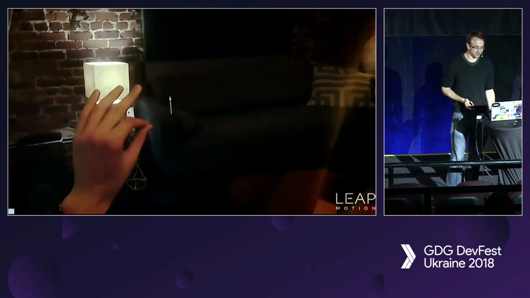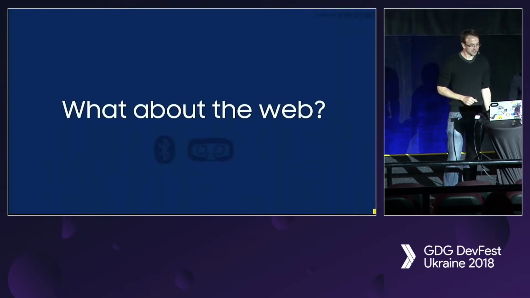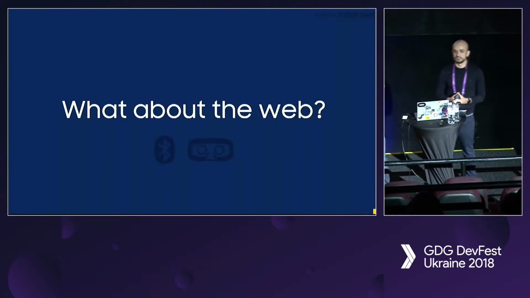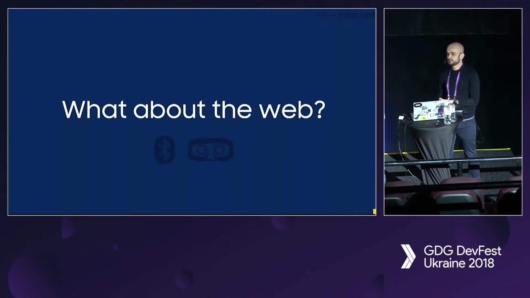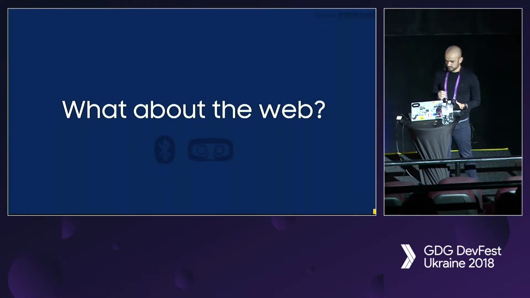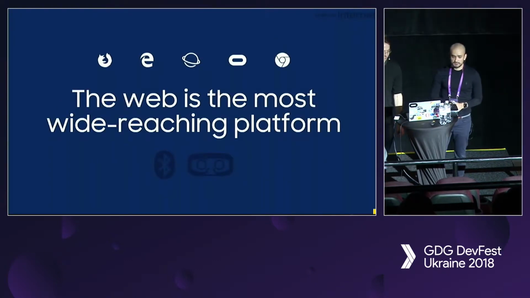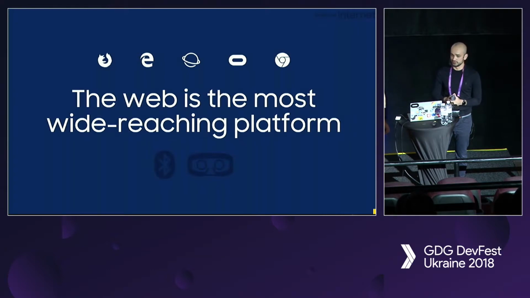It's like superpowers. So then, of course, again, the big question is, what about the web? Because some of the examples that we've been talking about are native, some are web, but what about specifically the web? Well, it turns out that the web is the most wide-reaching platform. As long as you have a modern web browser, you can pretty much feed most of these experiences to your users.